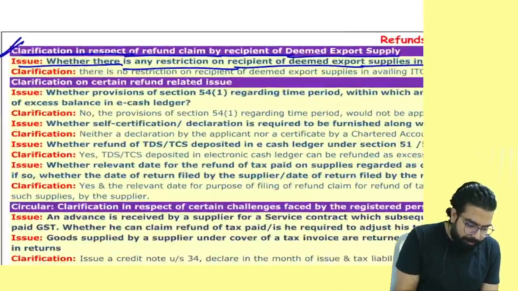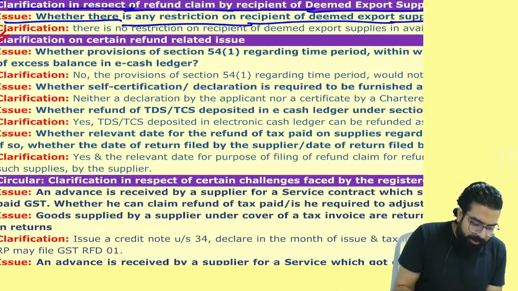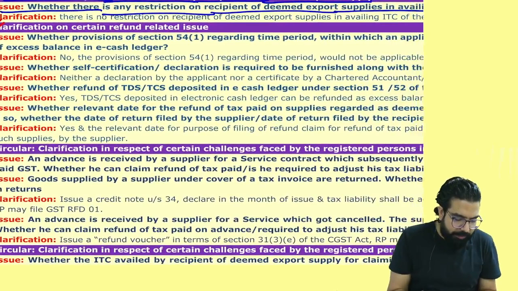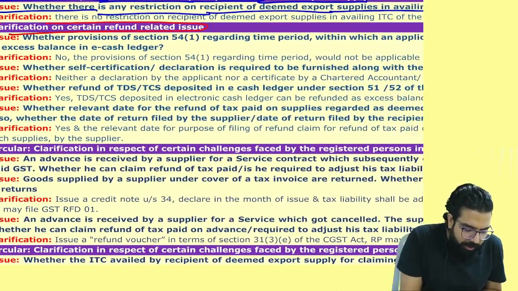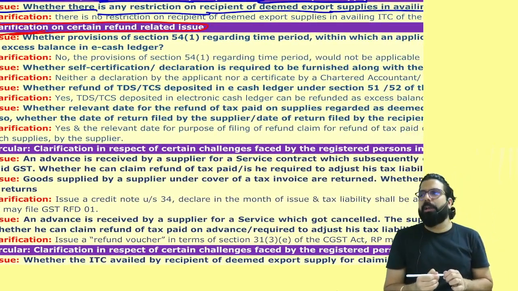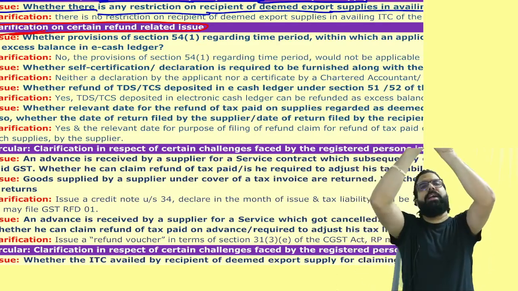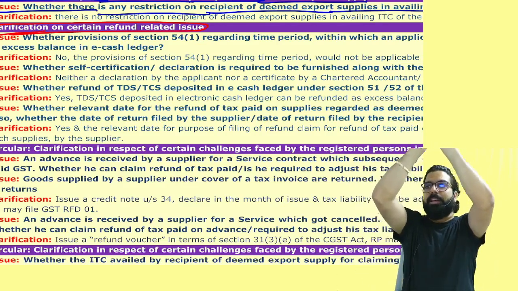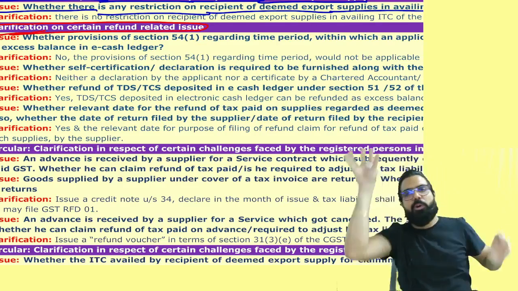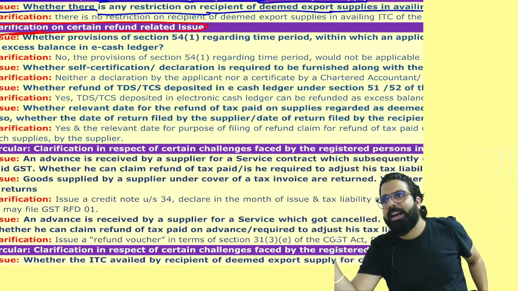Everyone over here. The next one. Clarification. Okay, everyone, this is very, very easy. Clarification on certain refund related issue. People, you tell me one thing. If you deducted my TDS, the amount will come in my e-cash.